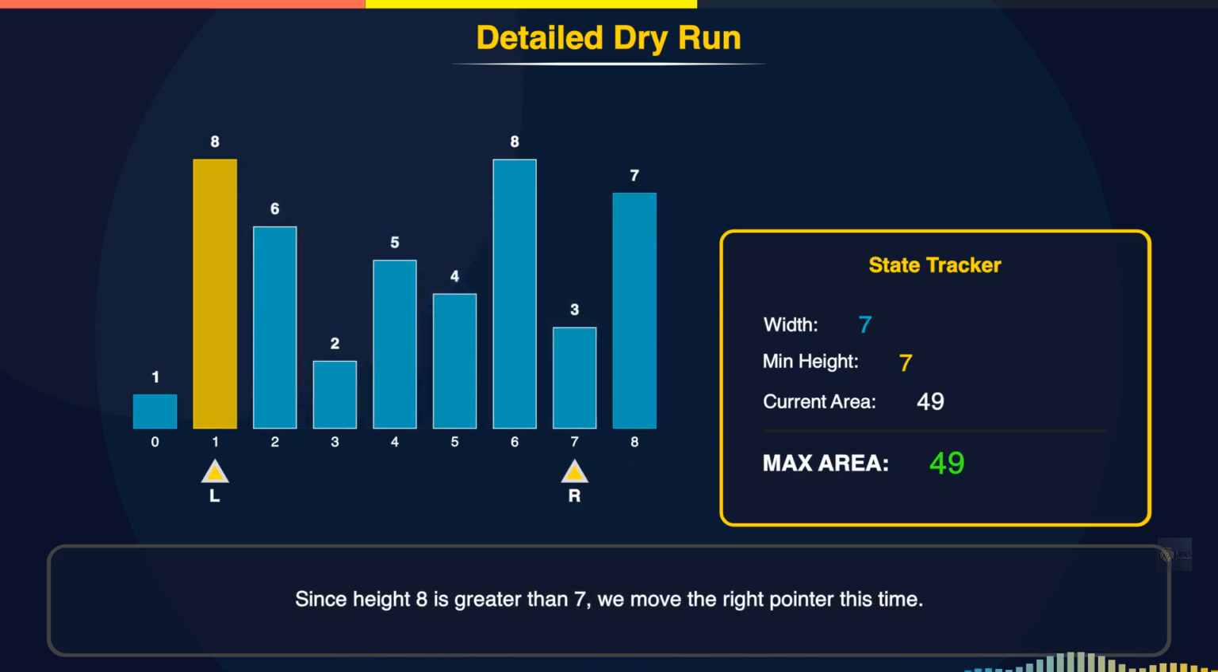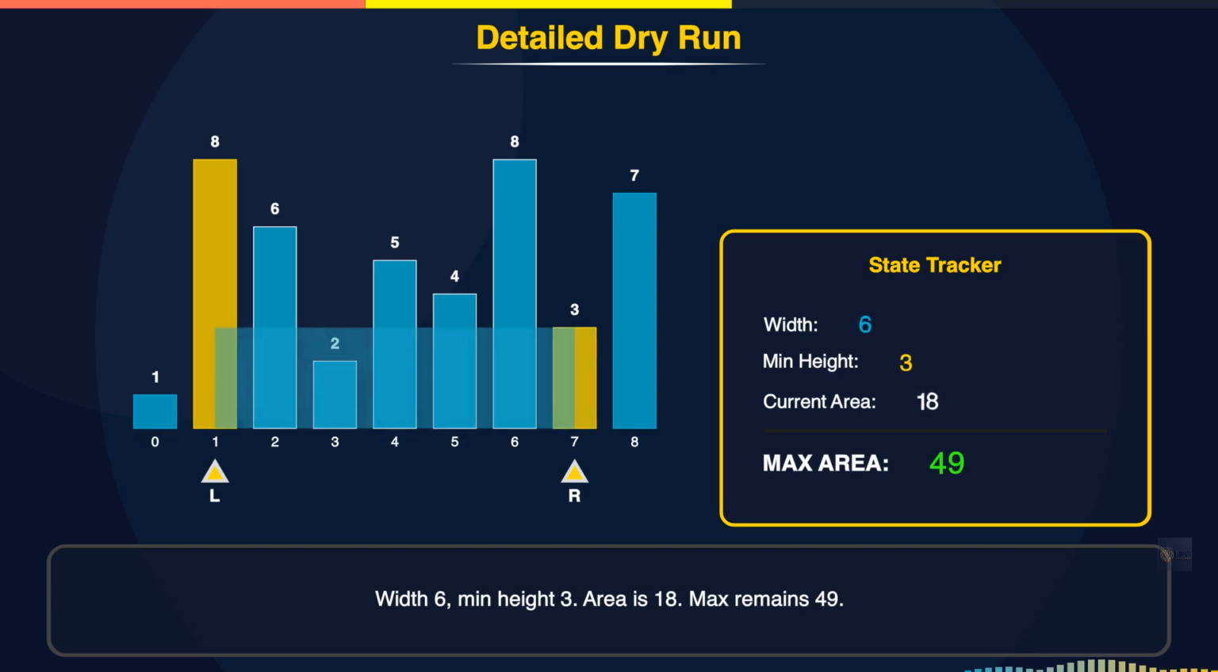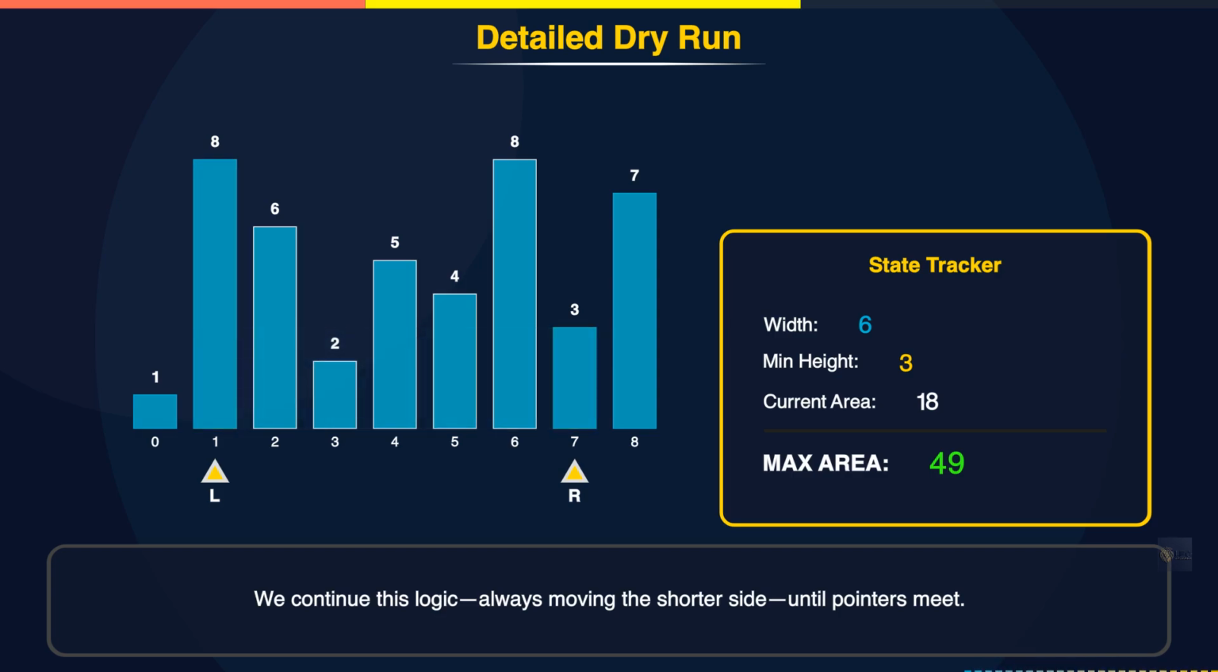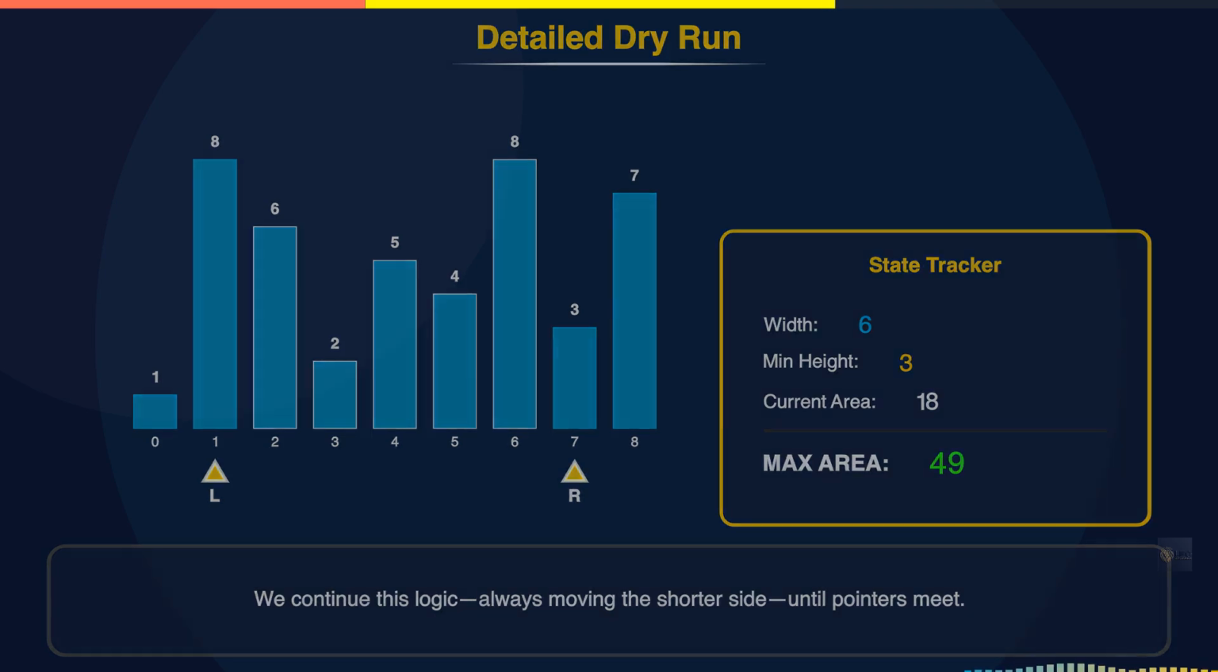Next, we compare index 1 with index 8. 8 is greater than 7, so we move the right pointer inward. Right is now at index 7 with height 3. The width is 6, and the minimum height is 3. Area is 18. 49 is still our max. We continue this process, always moving the shorter wall, until our pointers meet. By the end, we have explored all potential candidates efficiently.